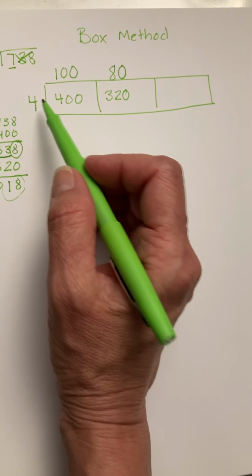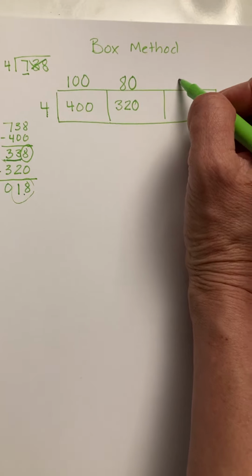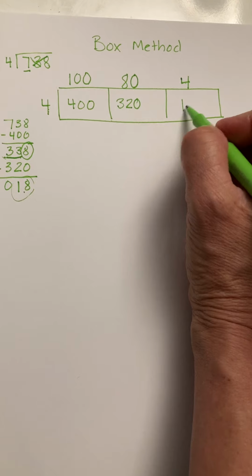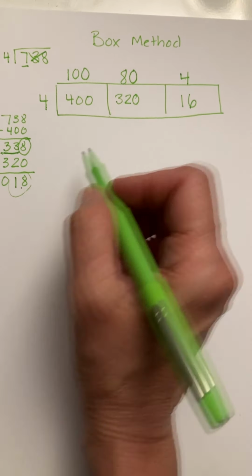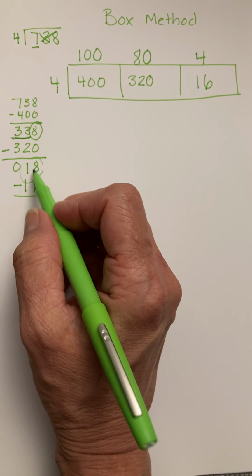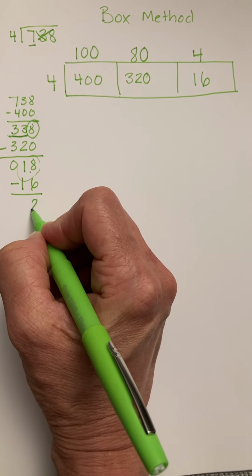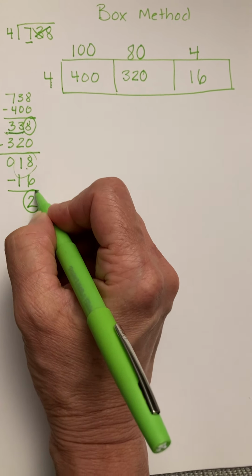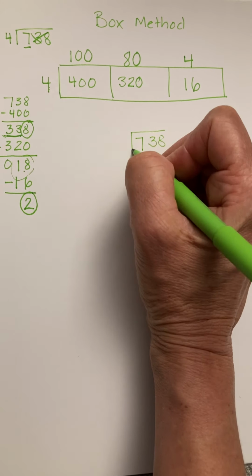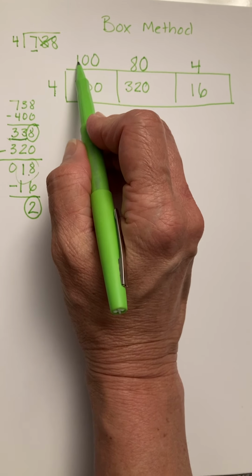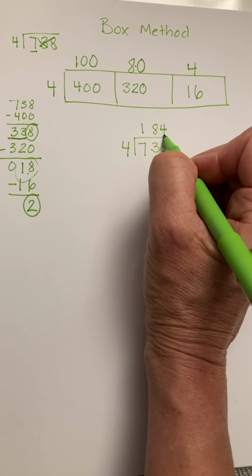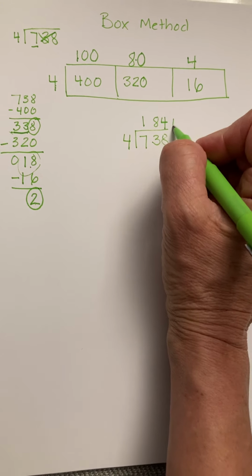How many times does 4 go inside 18? I know that 4 times 4 is 16. I'm going to take away those 16 from over here. And 18 minus 16 is 2. And that's going to be my remainder. So my quotient for 738 divided by 4 is 100 plus 80 plus 4 is 184 with a remainder of 2.